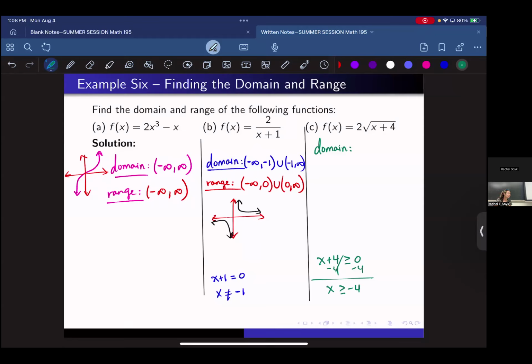From a number line standpoint, how do we sketch this out? Well, we put -4 on a number line. It's a closed circle. And it's all values greater. So interval notation, it's going to be [-4, positive infinity).